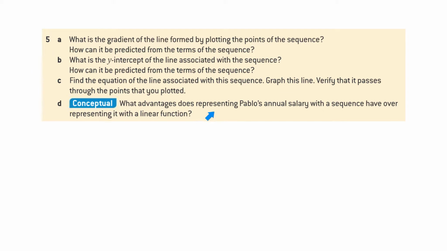D, what advantages does representing Pablo's annual salary with a sequence have over representing it with a linear function? Well, as a sequence, it's quite clear we can determine that the change between each term is a constant, and that's quite clear when we put them in a sequence because we can use a technique of subtracting consecutive terms from each other to find what the difference is.